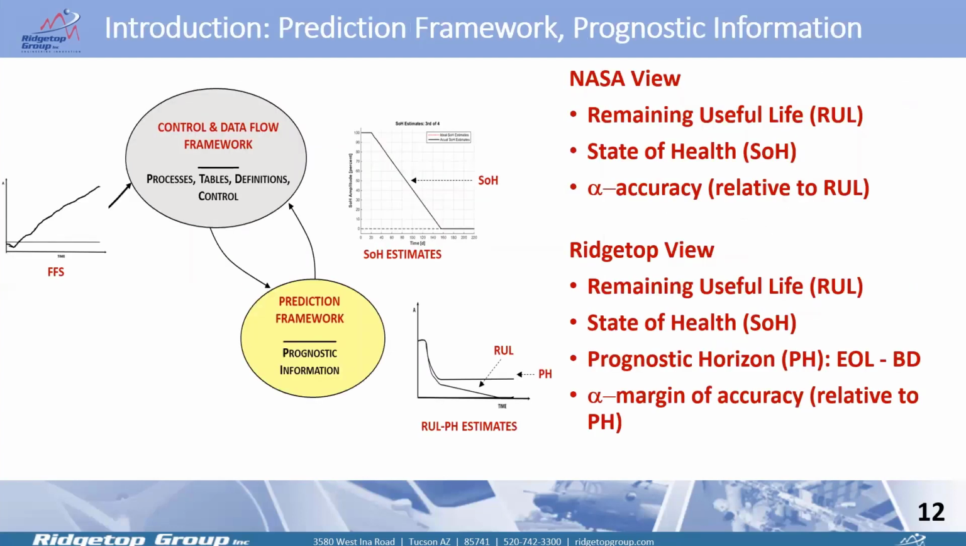Next. So now we're going to discuss the second stage, or the prediction framework, of ARULE. We started off and followed the NASA view, and the NASA view was remaining useful life, state of health, and accuracy was related to RUL. But the papers that NASA published revealed an anomaly, and that is that as you near the time of end of life, the accuracy blew up. And that's because of the way they do it.